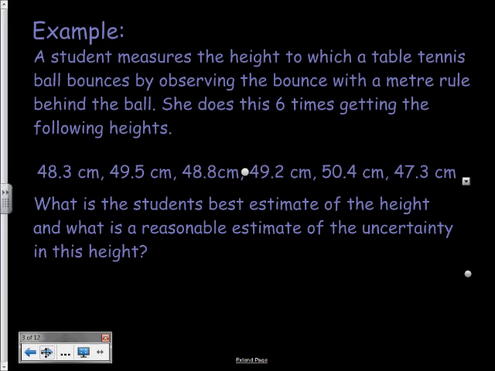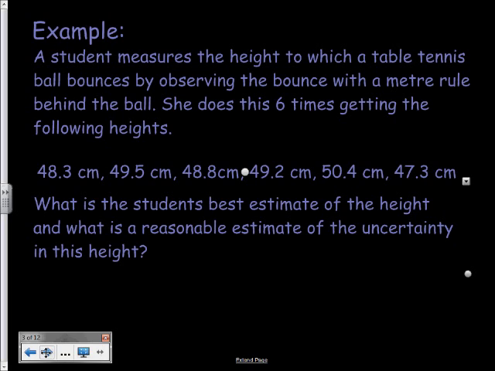Right, here's an example. We will at some point during the year do a practical like this as a practice AS question. A student measures the height to which a table tennis ball bounces by observing the bounce with a meter rule behind the ball. She does this 6 times, getting the following heights. Now the ball bounce is going to be a little bit variable, and it's pretty difficult to judge. So we don't get exactly the same reading each time. So what we have to try to do is figure out the best estimate for the height and what uncertainty there would be in that.